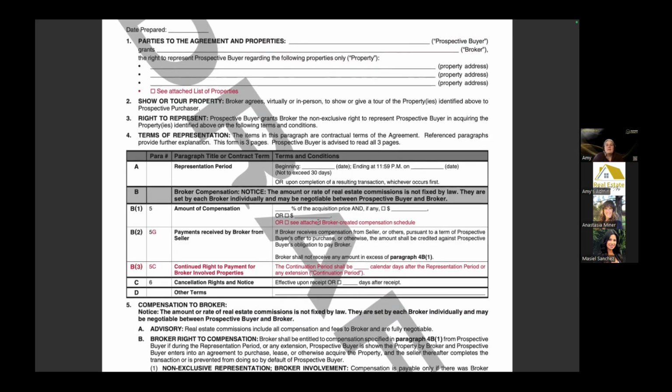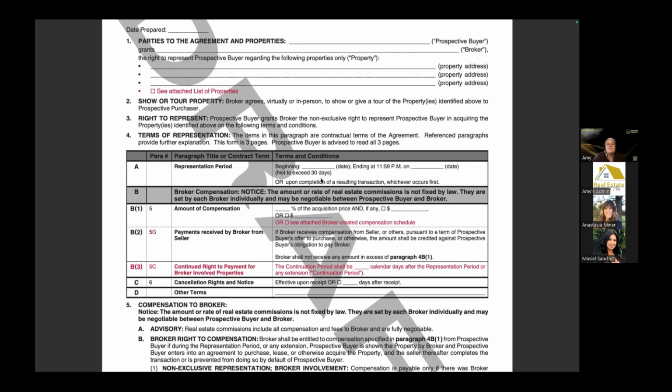Okay, you've got the attached broker created compensation schedule, continued right for payment for broker involved property. The continuation period shall be blank calendar days after the representation period or any extension thereof. Okay, fill in a number there, 30, 60, 90.